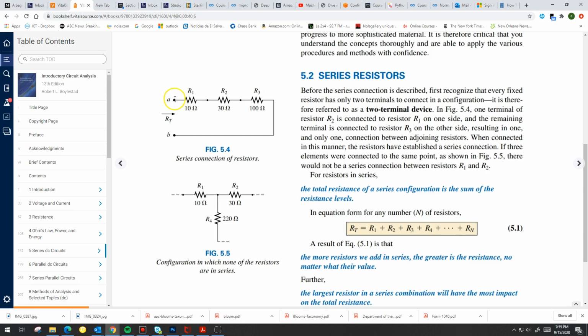From A to this point, I will measure R1. From this point to this point, I will measure R2. From this point to this point, I will measure R3 individually, right? I can do that, no problem.